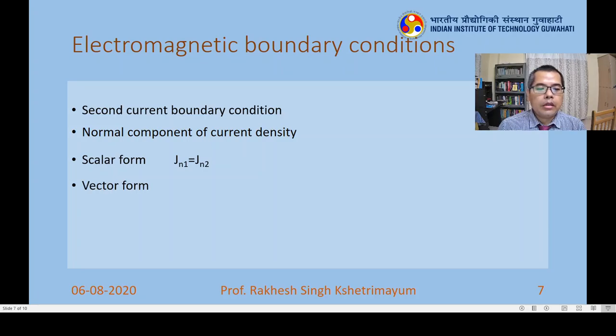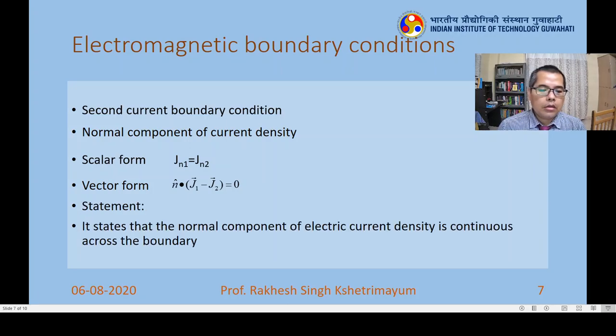They are always equal. In vectorial form, you can simply represent it as n dot (J1 minus J2) is equal to 0. And the statement can be interpreted from the scalar form where Jn1 is equal to Jn2. So you can state that the second current boundary condition states that the normal component of the electric current density is continuous across the boundary.